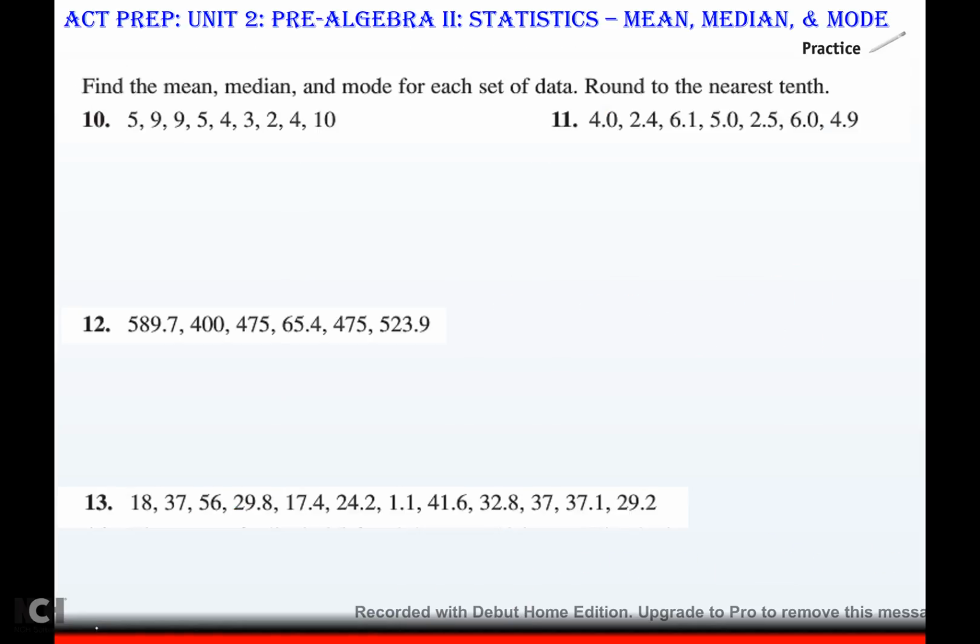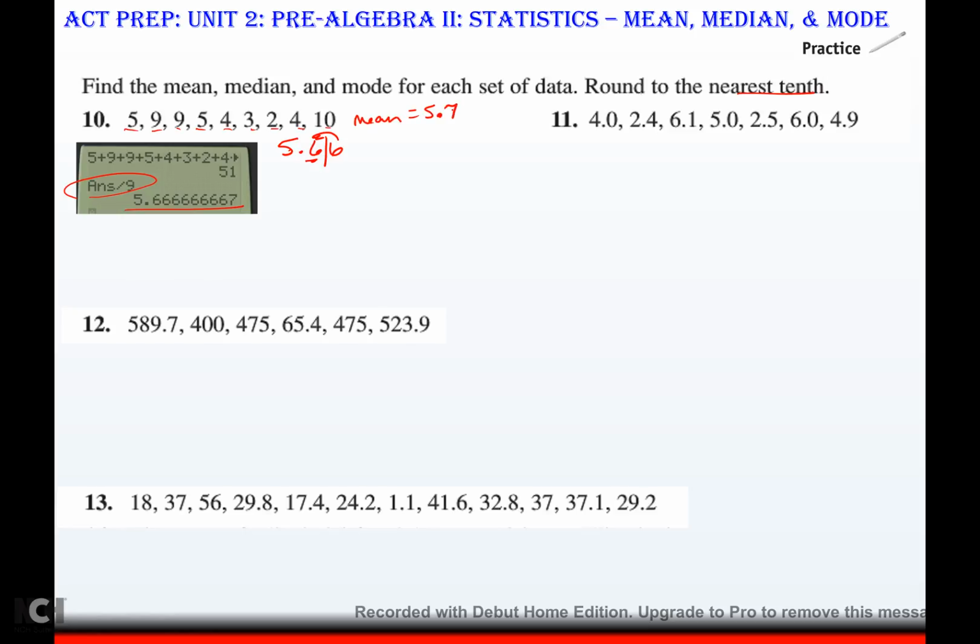Alright, so we're doing these, and the only difference here is they're saying we got decimals, so round to the nearest tenth. Alright, for my mean, I add them all up, and there's 1, 2, 3, 4, 5, 6, 7, 8, 9 of them. Divide by 9, I get 5.6 repeating. So round to the nearest tenth. There's the tenths, the 6 is going to bump it up. So my mean is 5.7.